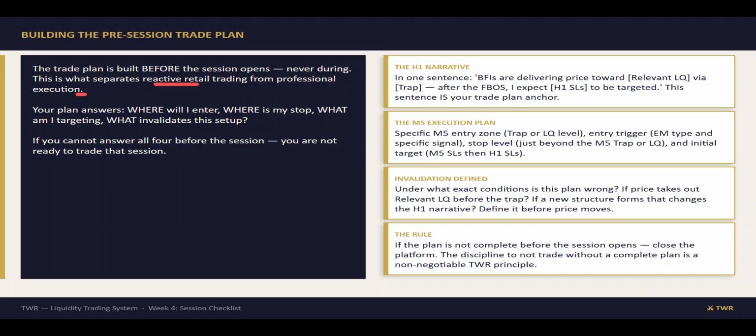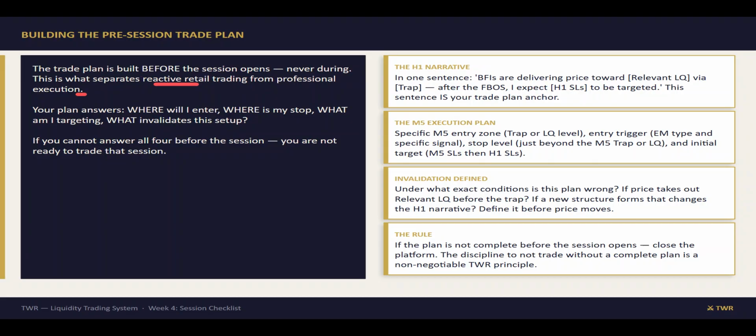Someone is telling you sell gold, signals, you're just reactive. Or you're seeing price going without you, you jump in. You are reactive. That is not a way to trade. Basically, you have to have a trade plan which you build before the session opens.